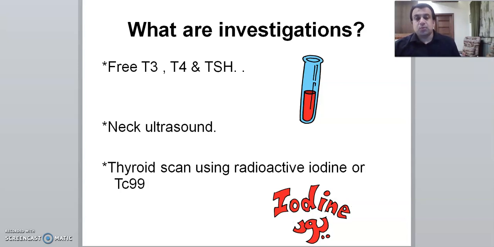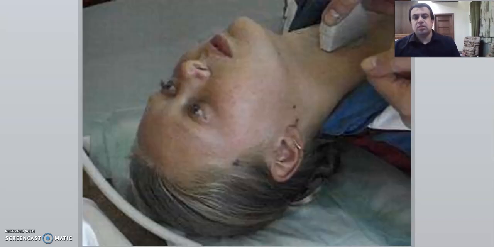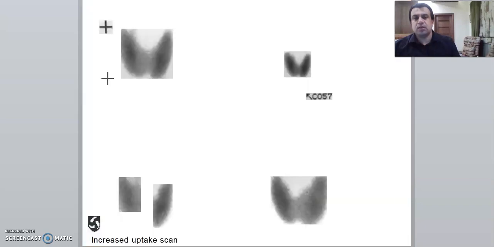And one of the most important investigations is the thyroid scan. This is a radioactive scan done with radioactive iodine or technetium 99. This is a picture of the thyroid ultrasound. You can see the probe has been put on the neck, and this is the picture of the thyroid scan.